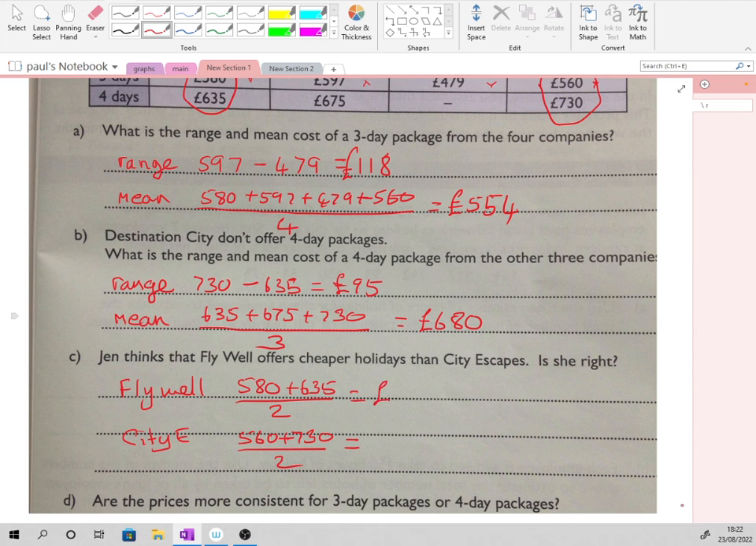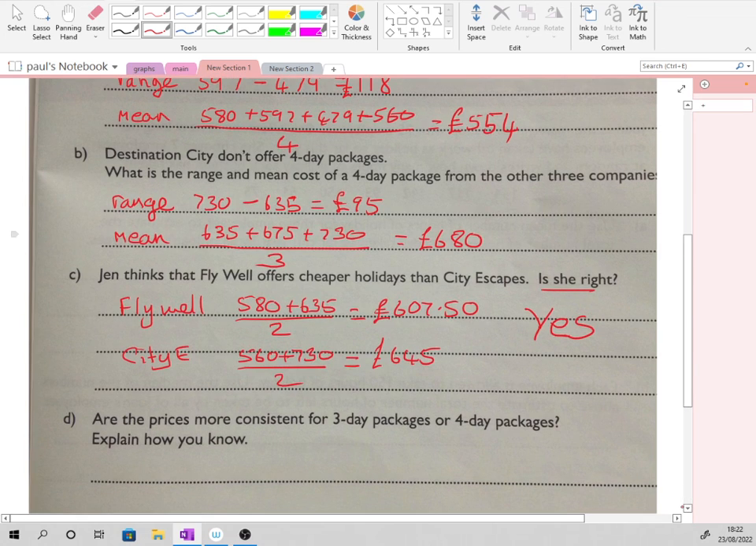So 580 plus 635, divide by 2 equals 607, 607 and 50 pence on the end. Now the other one is 560 plus 730, divide by 2 equals 645. So what was the question? Jen thinks that Flywell offer cheaper holidays than City Escapes. Yes, she is right.